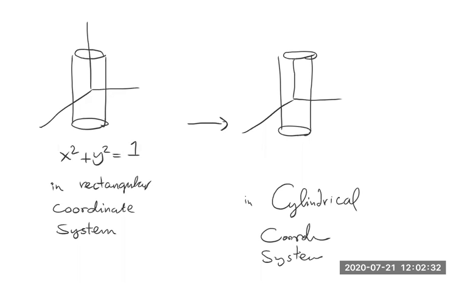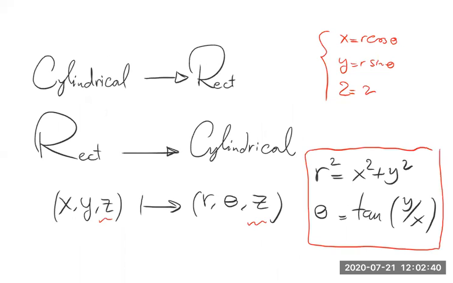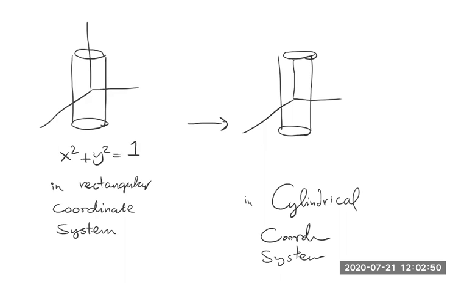So remember, how should we go from rectangular to cylindrical? We should use these equations: r squared equals x squared plus y squared, and theta is the arc tangent of y over x. Well, r squared should be equal to x squared plus y squared. But what is x squared plus y squared? We already know that. That's just 1, right?